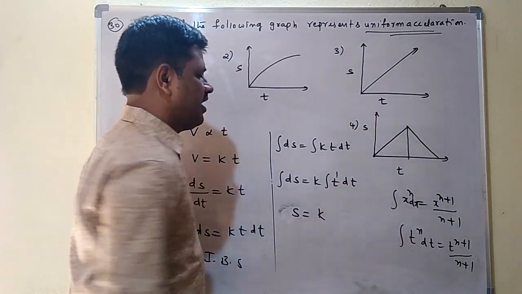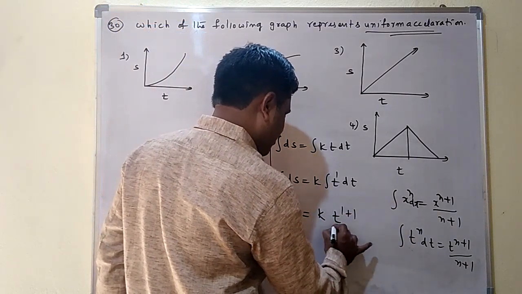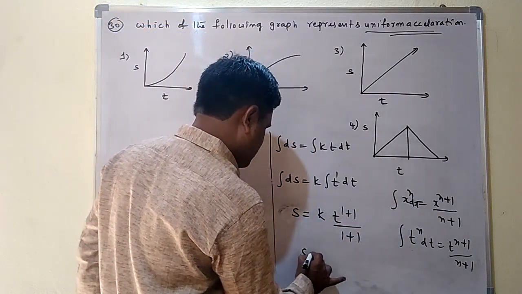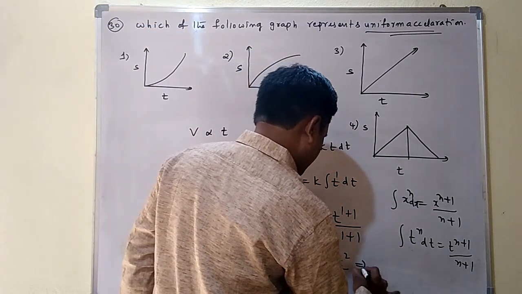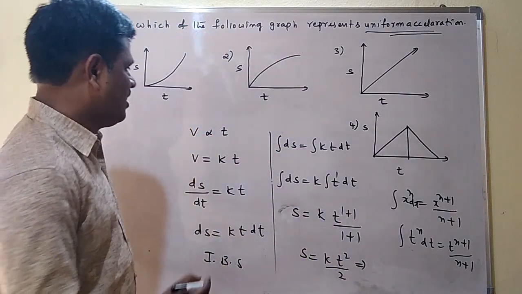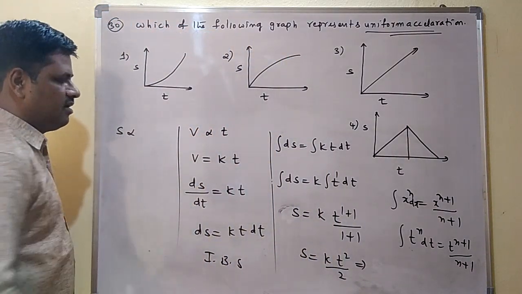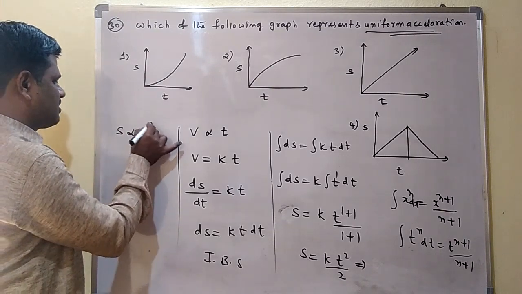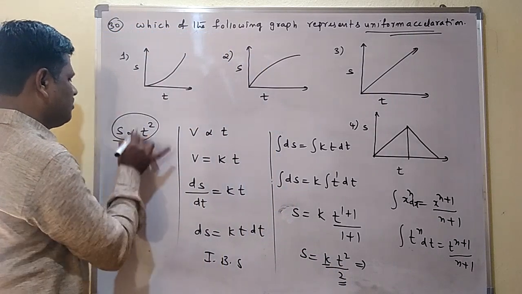From this, in the place of n, we can substitute 1. So what we are getting here is t power of 1 plus 1 by 1 plus 1. So s is equal to k into t square by 2. So from this, s is directly proportional to t square. Here k is constant, 2 is constant. s is directly proportional to t square.